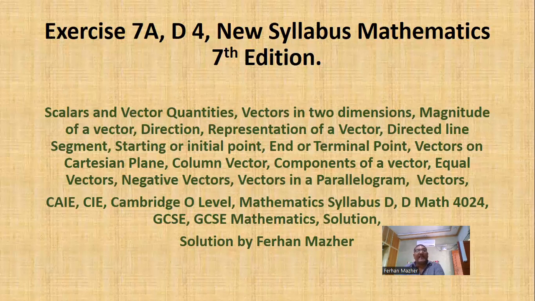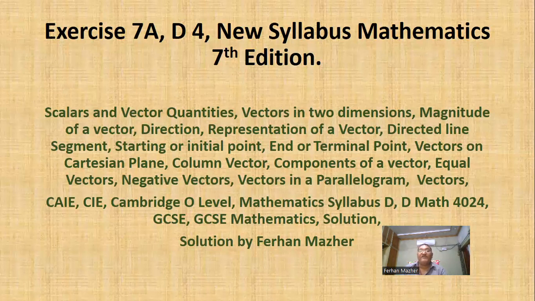Exercise A is about scalars and vector quantities, vectors in two dimensions, magnitude of a vector, direction of a vector, representation of a vector, directed line segment, starting or initial point, end or terminal point, vectors on the Cartesian plane, column vectors, components of a vector, equal vectors, negative vectors, vectors in a parallelogram. The name of the chapter is vectors. This is chapter number 7, from the New Syllabus Mathematics 7th edition.